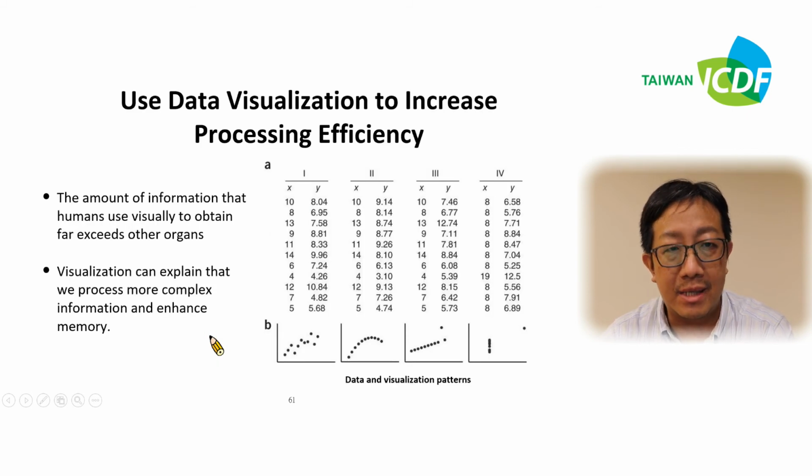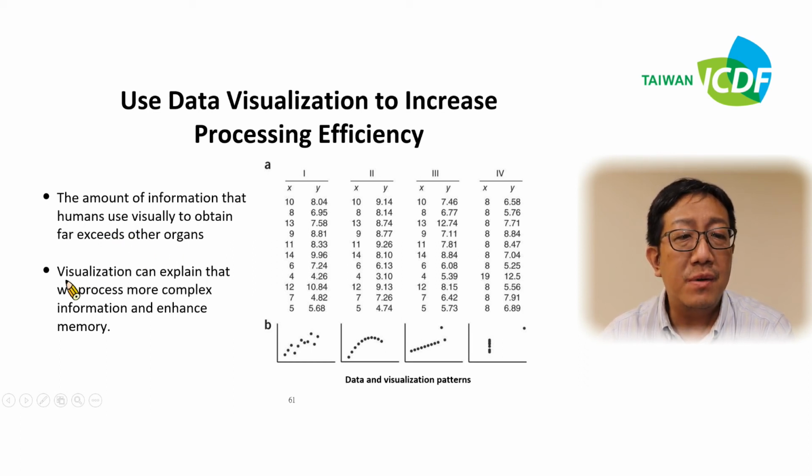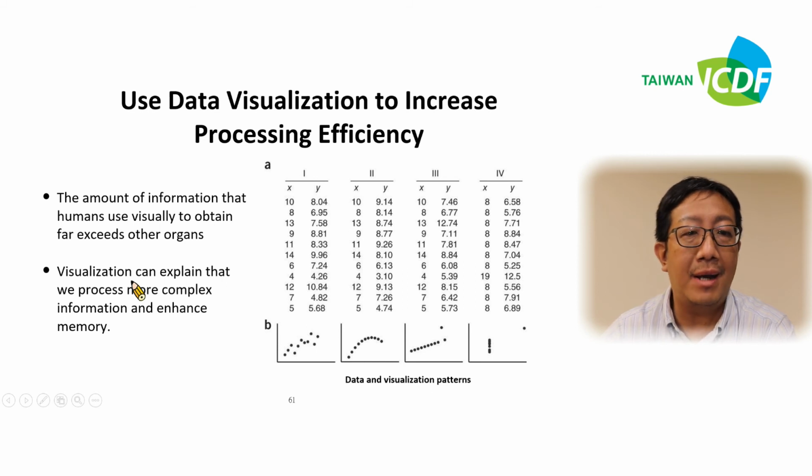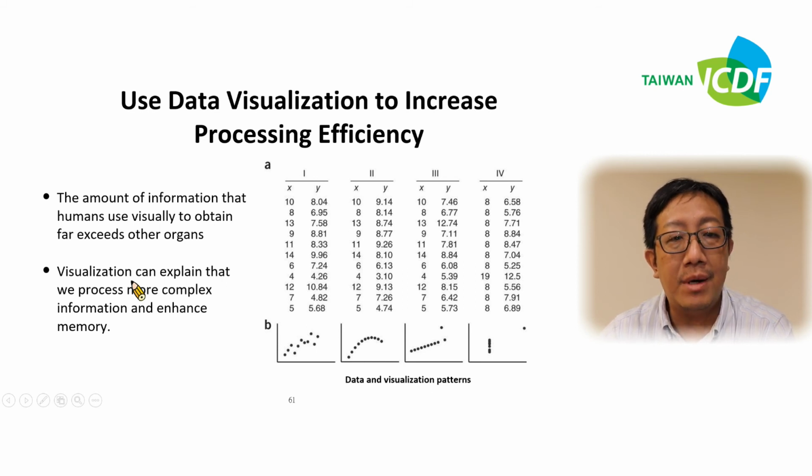Take this one as an example. Use data visualization to increase the processing efficiency. The amount of information that humans obtain visually exceeds that of the other organs. So visualization can explain the process and more complex information to enhance memory. So here are some examples of the data and the visualization patterns.